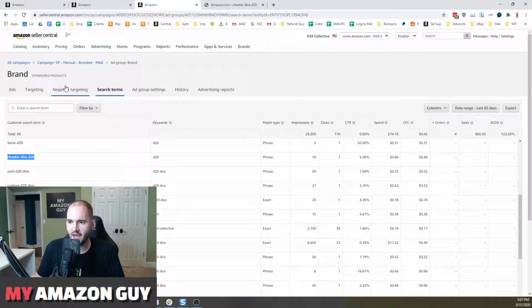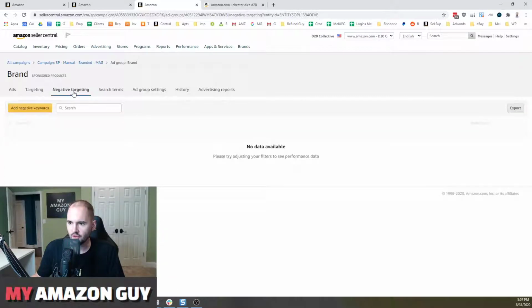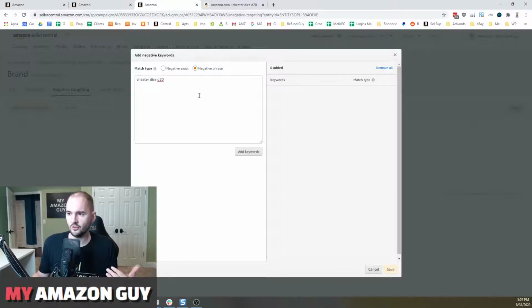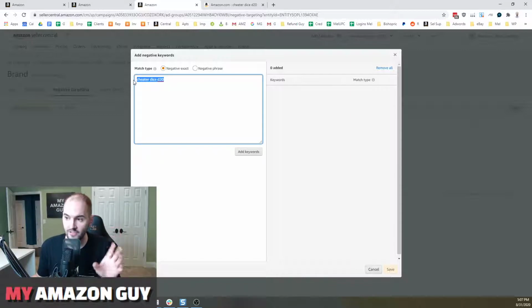So here's how to actually negate a keyword. Go over to the negative targeting tab and hit negative keywords and then type in the phrase. I recommend just to go ahead and do a phrase match unless you're just trying to target the exact. So a phrase would be a higher negation, in other words. If you do a negative exact match, that's when somebody typed in literally this exact phrase, letter for letter.